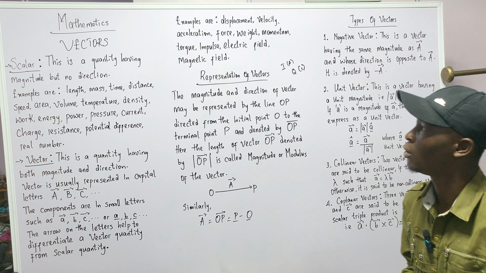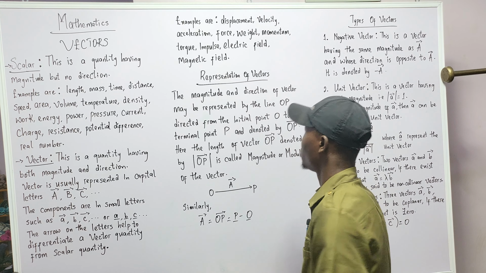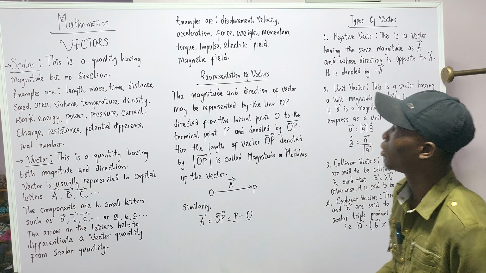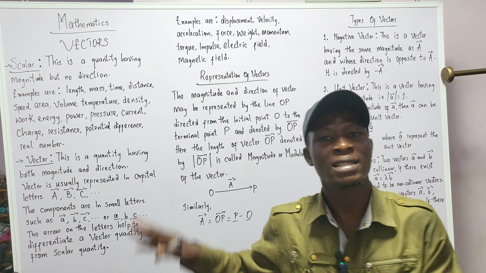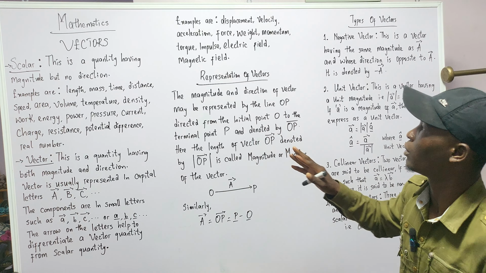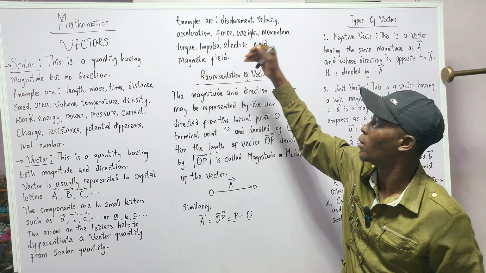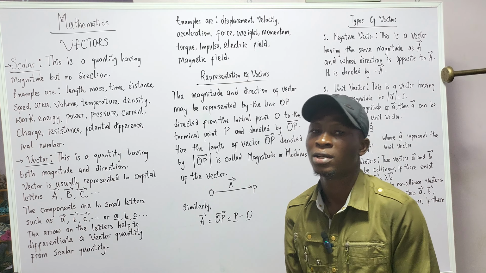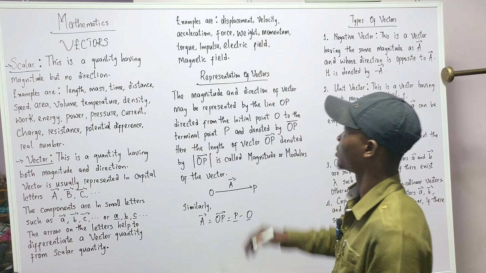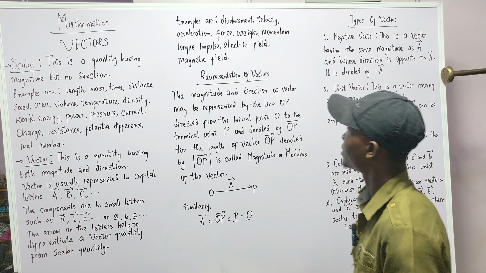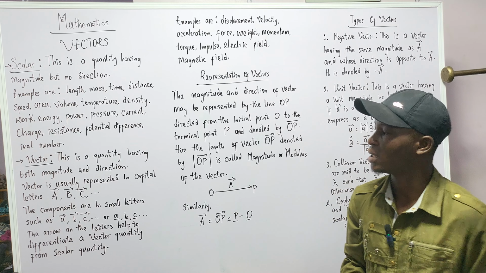Now, what are the examples of vectors? We have displacement, velocity, acceleration, force, weight, momentum, torque, impulse, electric field, and magnetic field. There are still more to it, so you can check for others, but these are the ones I could get. So these are the examples of vectors.